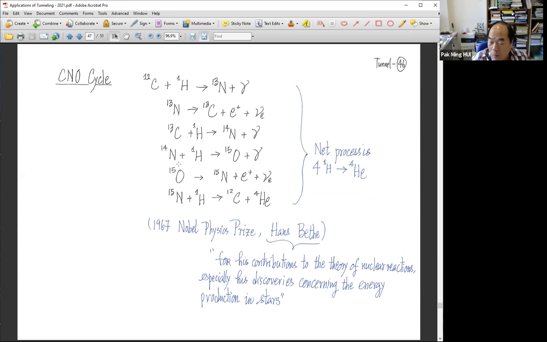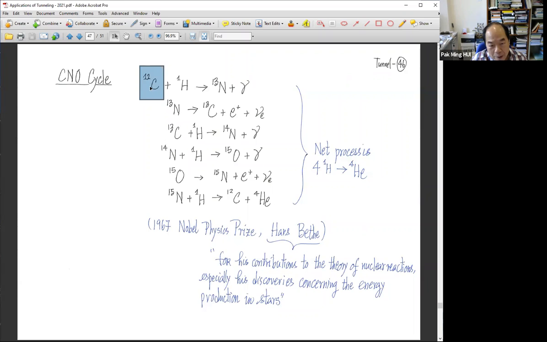There's another cycle proposed by astrophysicists, especially this very famous one called Hans Bethe. He got the Nobel Prize for proposing that in more massive stars, usually more massive than our sun, there is another path. The net effect, again, is to put 4 protons together to form a helium nucleus. But that needs some carbon to be around.